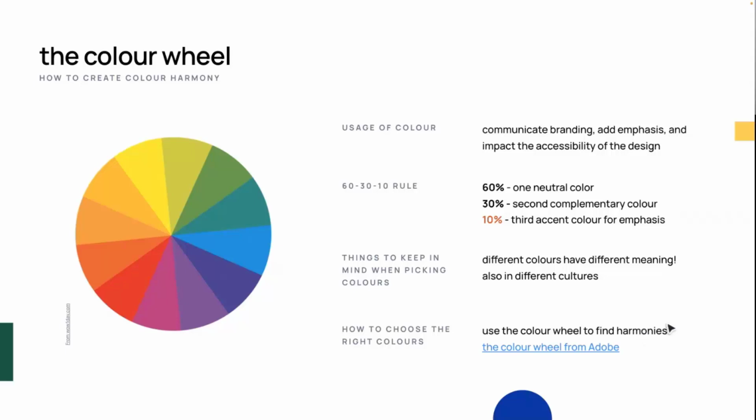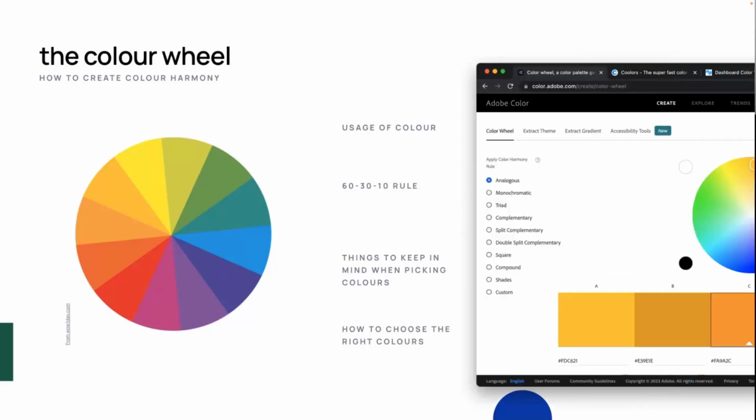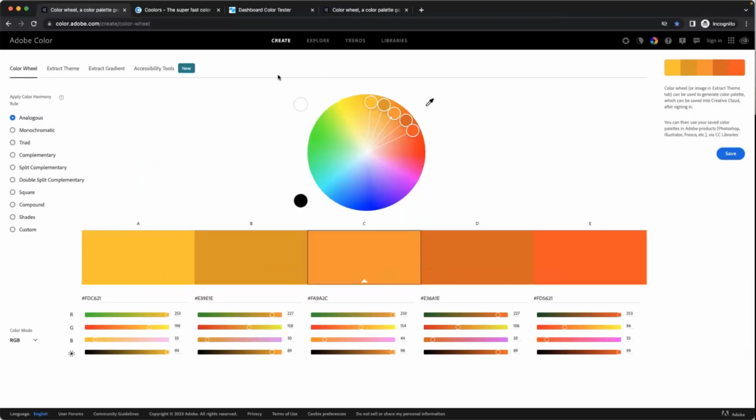But for today, we'll take, for example, the color wheel from Adobe. If you want to follow along, you can also head to color.adobe.com. And this is how it looks. So here under the Create tab, we can see our color wheel. And here on the left side, we can see different color harmony rules.